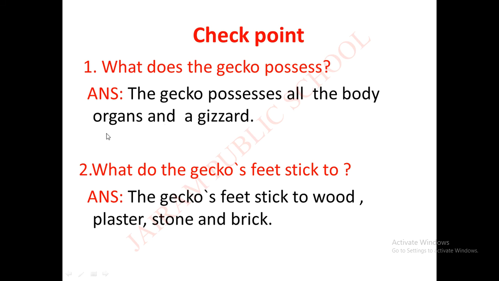What is the spelling for organs? O-R-G-A-N-S, organs. Gizzard, G-I-Z-Z-A-R-D, gizzard. What is the spelling for possesses? P-O-S-S-E-S-S-E-S, possesses. So, repeat all of you. What does the gecko possess? The gecko possesses all the body organs and a gizzard.